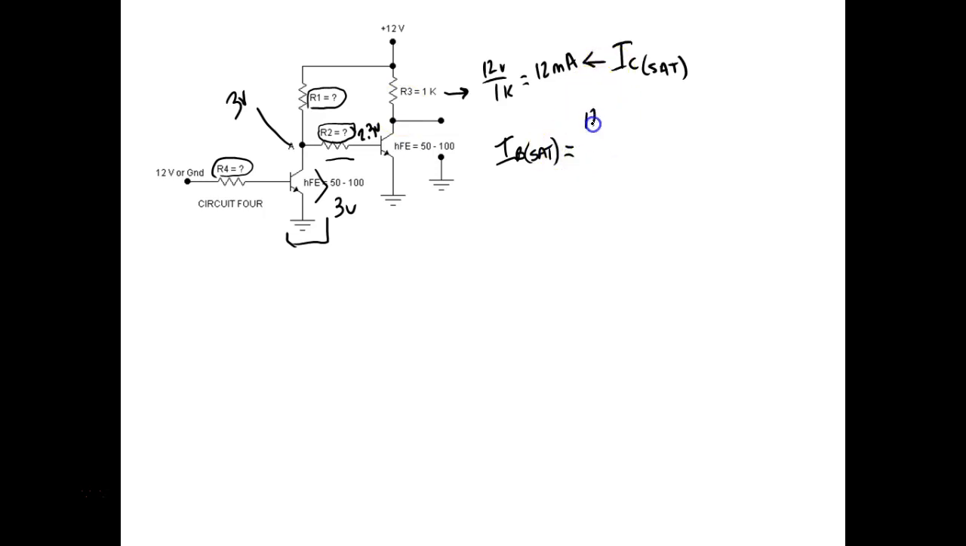So why are we going to do this? Well, I'm going to take IC, which is 12 milli, and then I'm going to divide that by 50, the minimum beta. Okay, good. Then I'm going to calculate R2 by taking 2.3 volts and dividing that by 240 micro. 9.1. That's right. That's what he was saying.